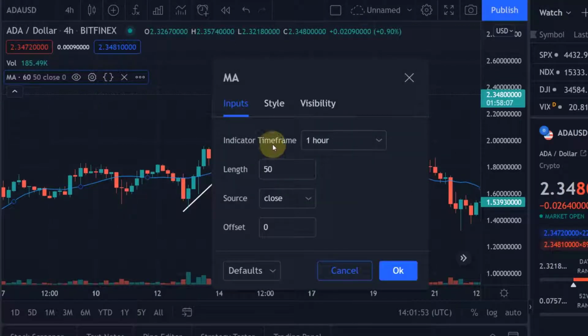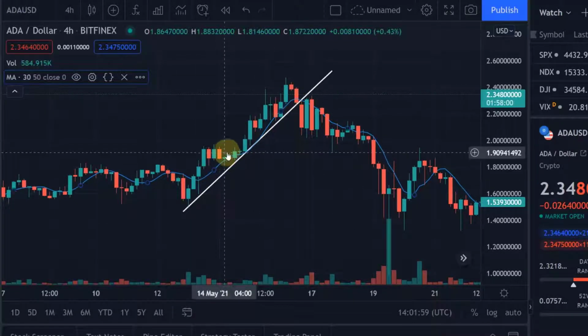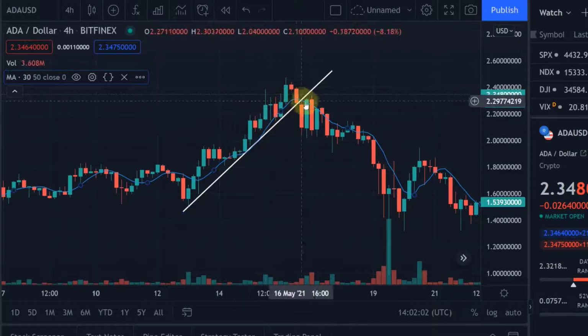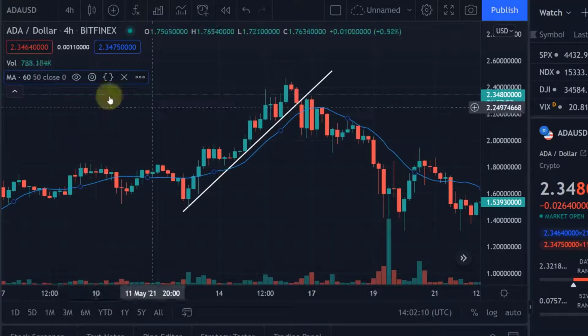Sometimes what happens if you have one that is too volatile, it doesn't get respected by the price action. So you've got a lot of touches, a lot of cutting throughs, and you want to avoid that. So the 1 hour in this case seems to work pretty well. Sometimes the 2 hour, so yeah, that's fine.